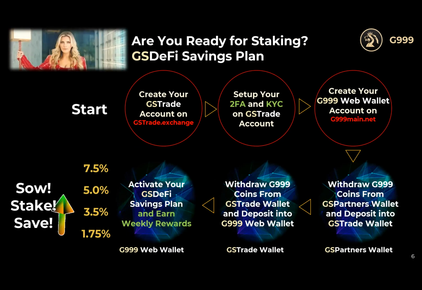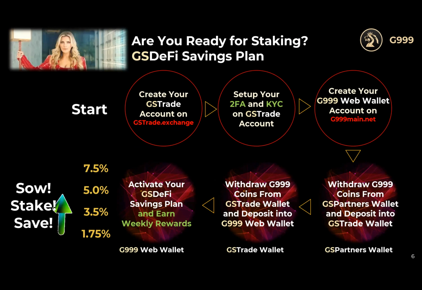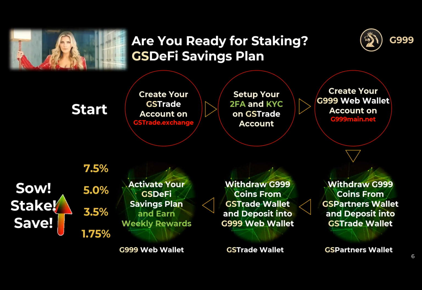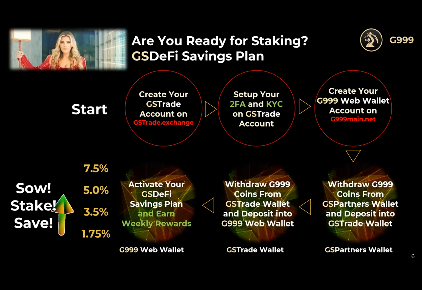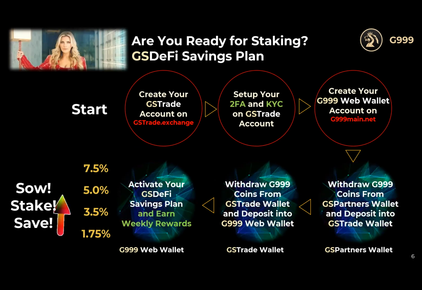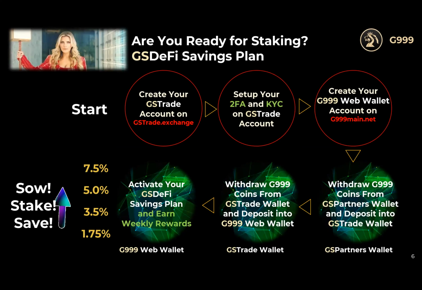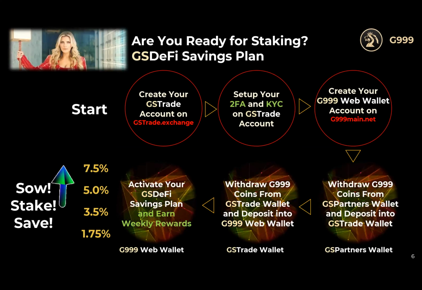So are you ready for staking? I am. So how we get started is we're going to first create your GSTrade account on GSTrade.exchange. Then we're going to set up your 2FA and KYCs. And then we're going to create that web wallet on G999main.net. And then we're ready to start moving our G99s to our trade account, and then from our trade account into activating our savings plan using that voucher.